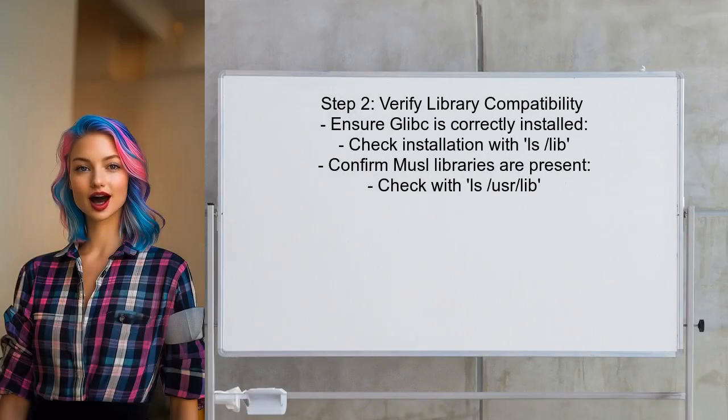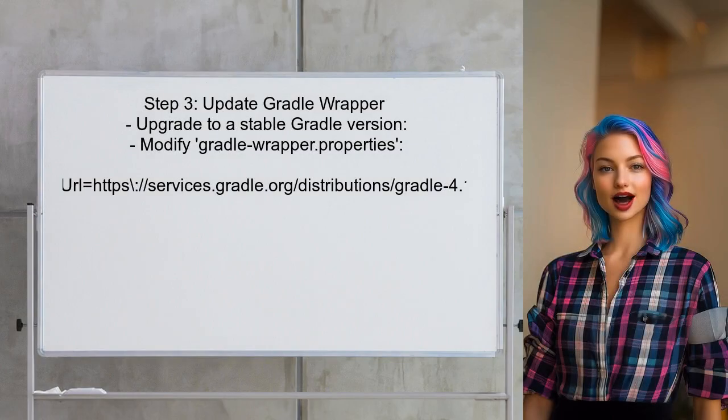Next, the user should check the compatibility of the libraries being used. Since the error seems related to the glibc and musl libraries, it is important to ensure that the correct libraries are installed and configured properly in the Docker container. The user should also consider updating the Gradle wrapper to a more stable version. Since the current version is Gradle wrapper 4.0 RC1, upgrading to a stable release could resolve compatibility issues.